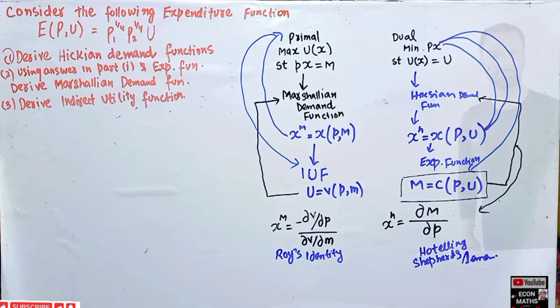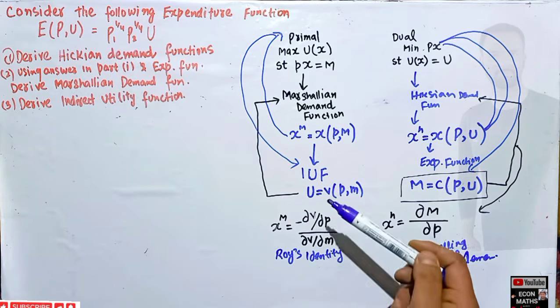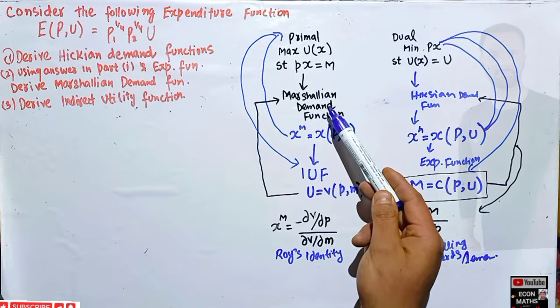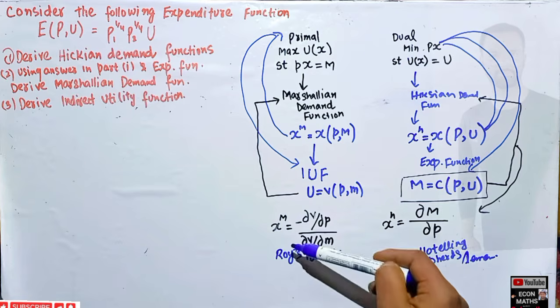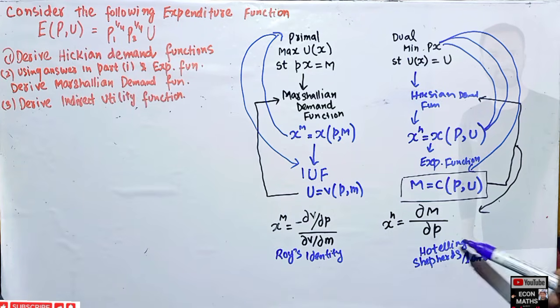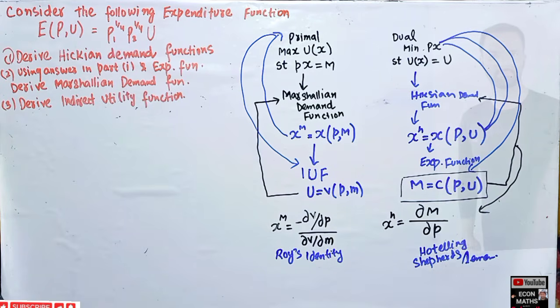Now what is Roy's identity? It is simply that we use Roy's identity to get the Marshallian demand function from the indirect utility function using this very expression. Similarly, what is Hotelling's lemma? It is simply used to get the Hicksian demand function from the expenditure function.